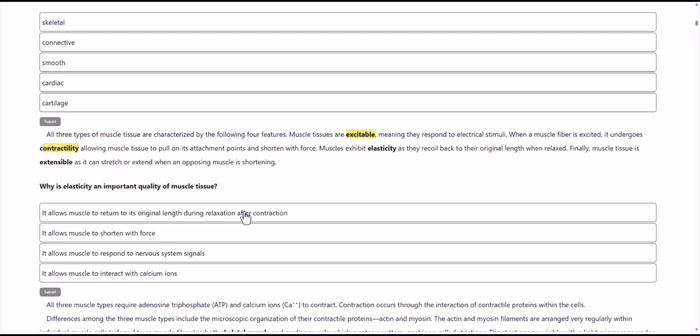Well, when they change shape, they also exhibit a third characteristic in that they are elastic. You know what a rubber band does? A rubber band stretches but then recoils back to its original shape. So even though muscles are going to change shape, they're going to recoil. They're going to return back to their original shape. And then finally, and this is probably the one that is the most challenging to appreciate, is that muscle cells and muscle tissues are extensible.